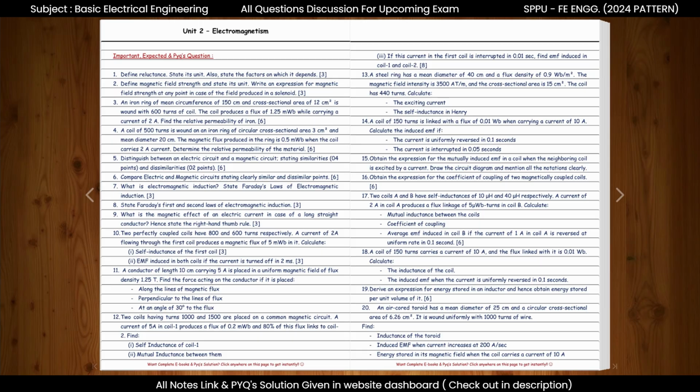Alright, let's move on to our next important topic, force on a conductor. From this topic, we can expect questions such as, a conductor of length 10 centimeters carrying 5 amperes is placed in a uniform magnetic field of flux density 1.25 Tesla. Find the force acting on the conductor if it is placed along, perpendicular, and at an angle of 30 degrees to the magnetic flux. The force on a current-carrying conductor in a magnetic field is given by F equals B times I times L times sin theta.